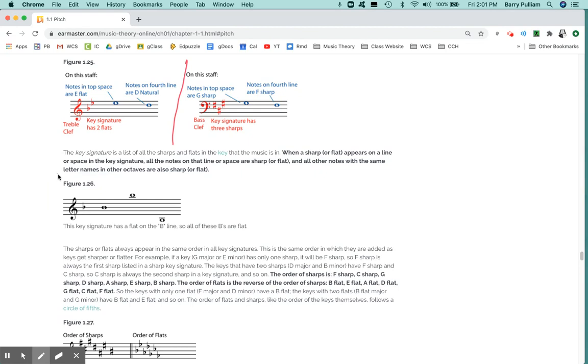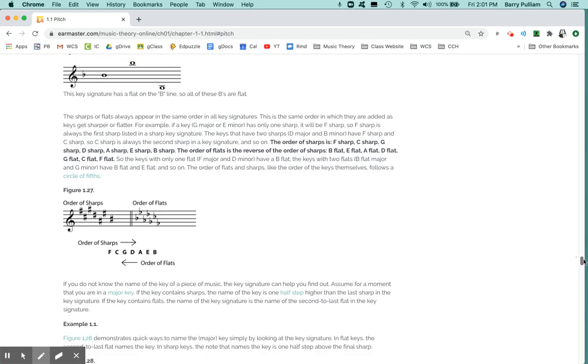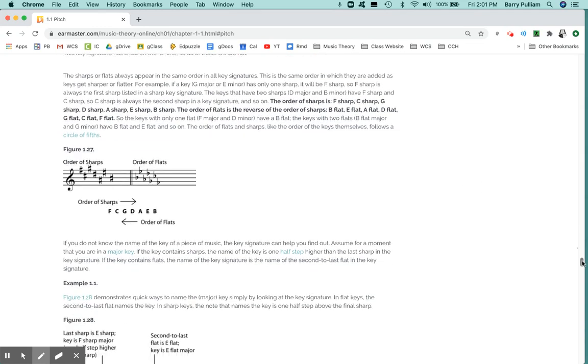I've already explained this to you, but it's in bold. When a flat or sharp is in the key signature, it's good for every note in the song that's on that line or space. So there's a B flat. So all of these Bs are flat. We don't have to write a flat sign in front of every B every time we want to use it in that particular song.